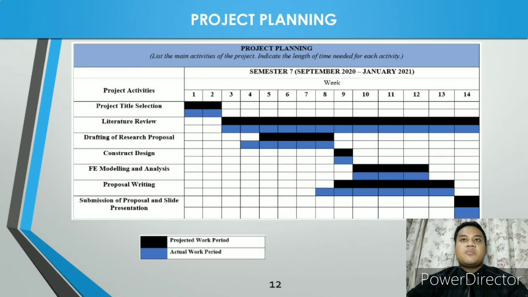At the final slide is my project Gantt chart, which starts with the project title selection with completion on week 1 until week 2, and my literature review starts from week 3 until week 14, and the drafting of the research proposal starts from week 5 until week 8, and I construct a design at week 9. I make a modeling and analysis at week 10 and 12.